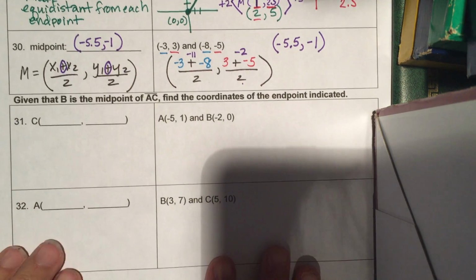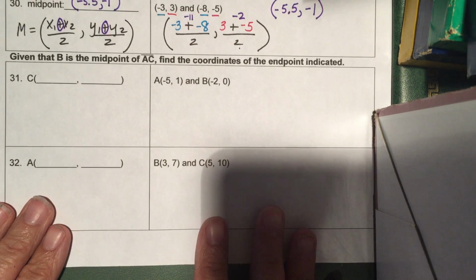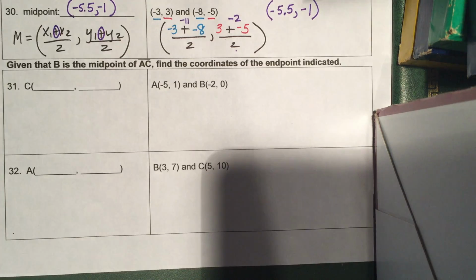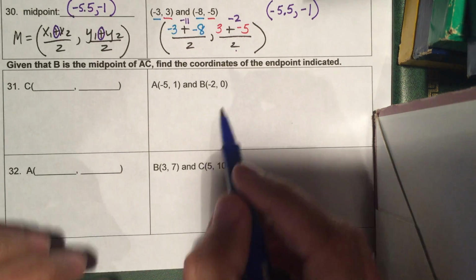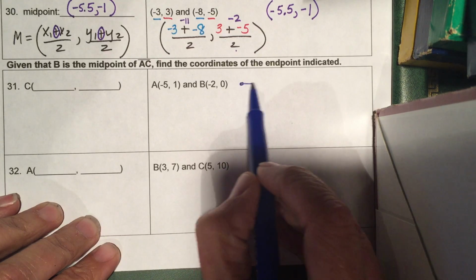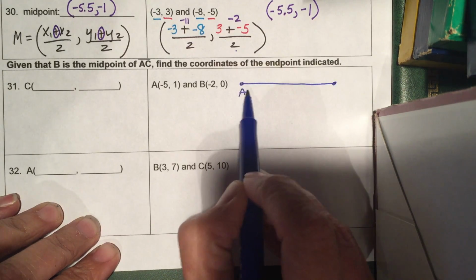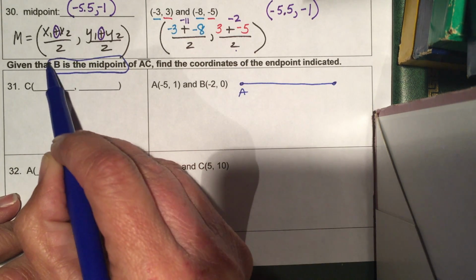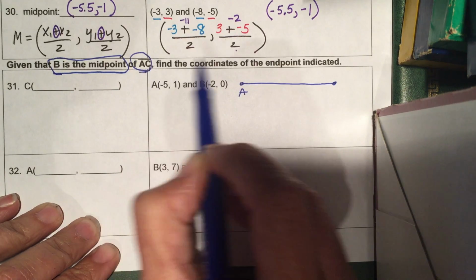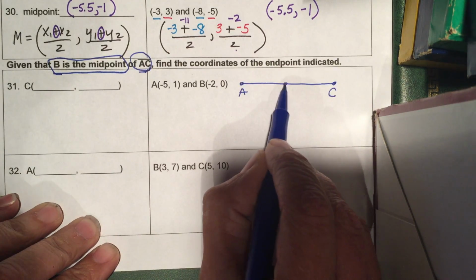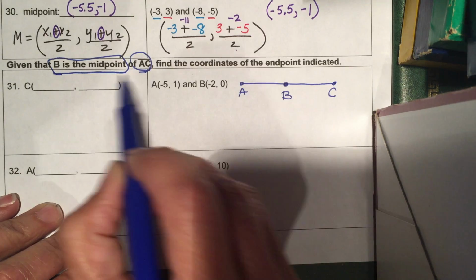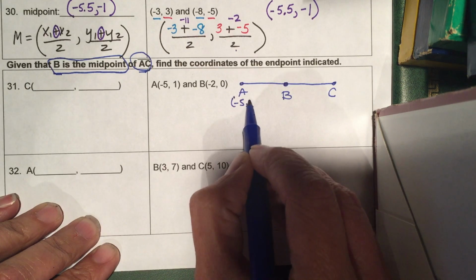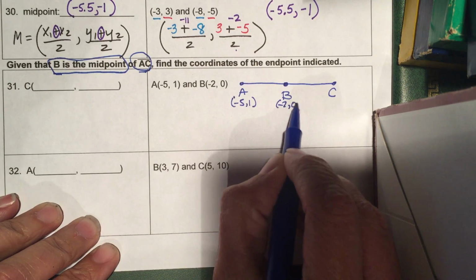So now let's look at 31. 31's a little bit different because you're given an endpoint and the midpoint and told to find the other endpoint. If I were to draw this out, I've got A, and here it says B is the midpoint of AC. Everybody see that? So I've got this segment AC, and I've got B sitting right in the middle because they tell me it's the midpoint. A is at -5, 1. B is at -2, 0.